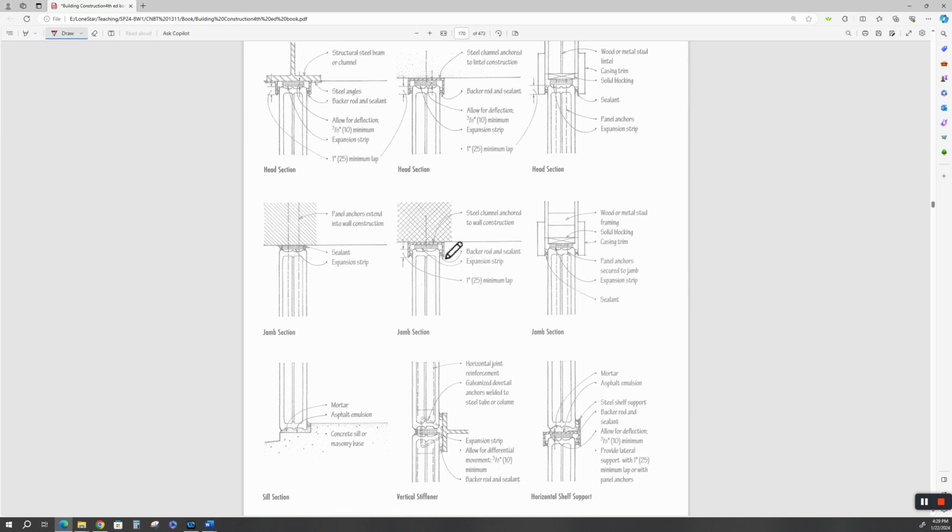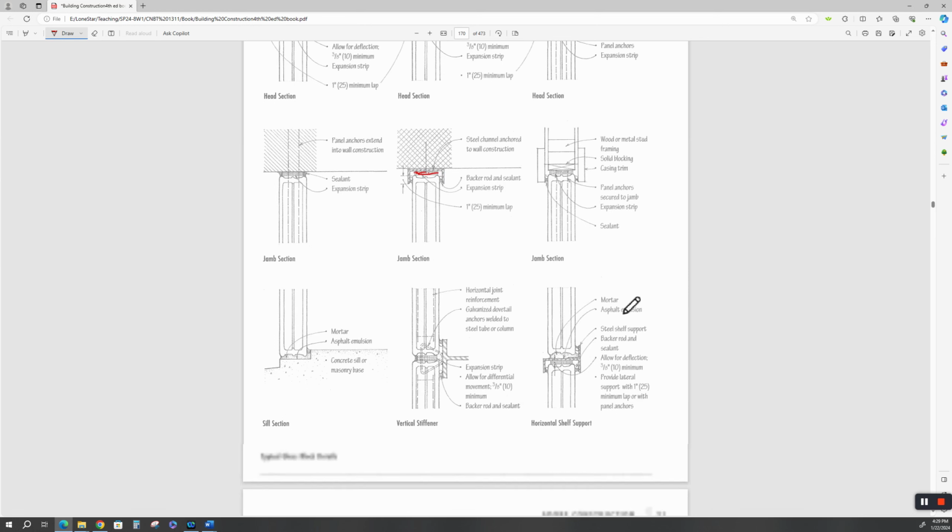There's a C-channel jamb section on the side, and you can see there's a backer rod and sealant, and this would be an elastomeric pad to allow for expansion and contraction. Same with this expansion strip.